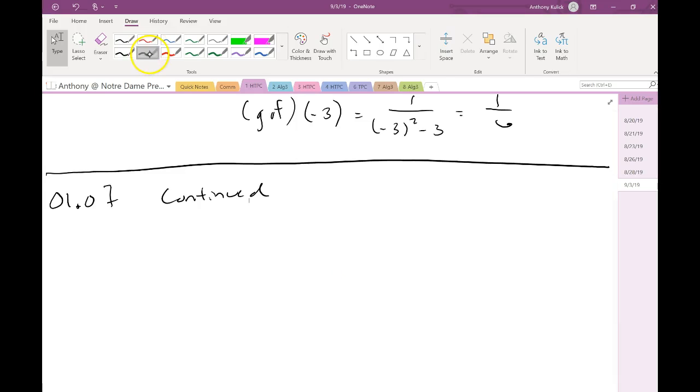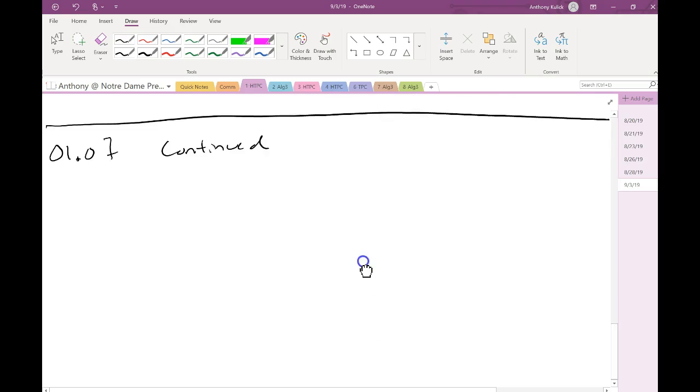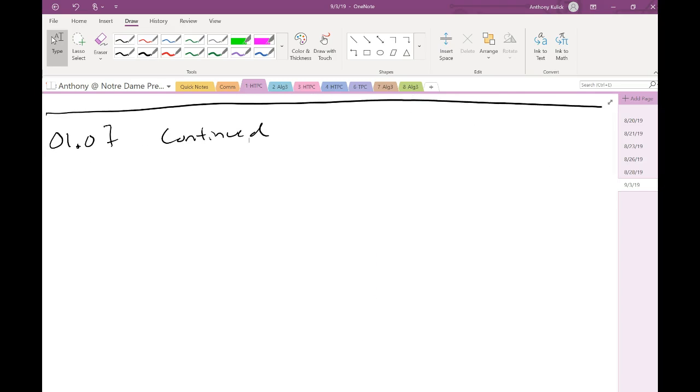All right. So last time we were talking about operations on functions, and we had talked about specifically composition of two functions. And we talked about composition of two functions being important because it was part of our definition for an inverse function.